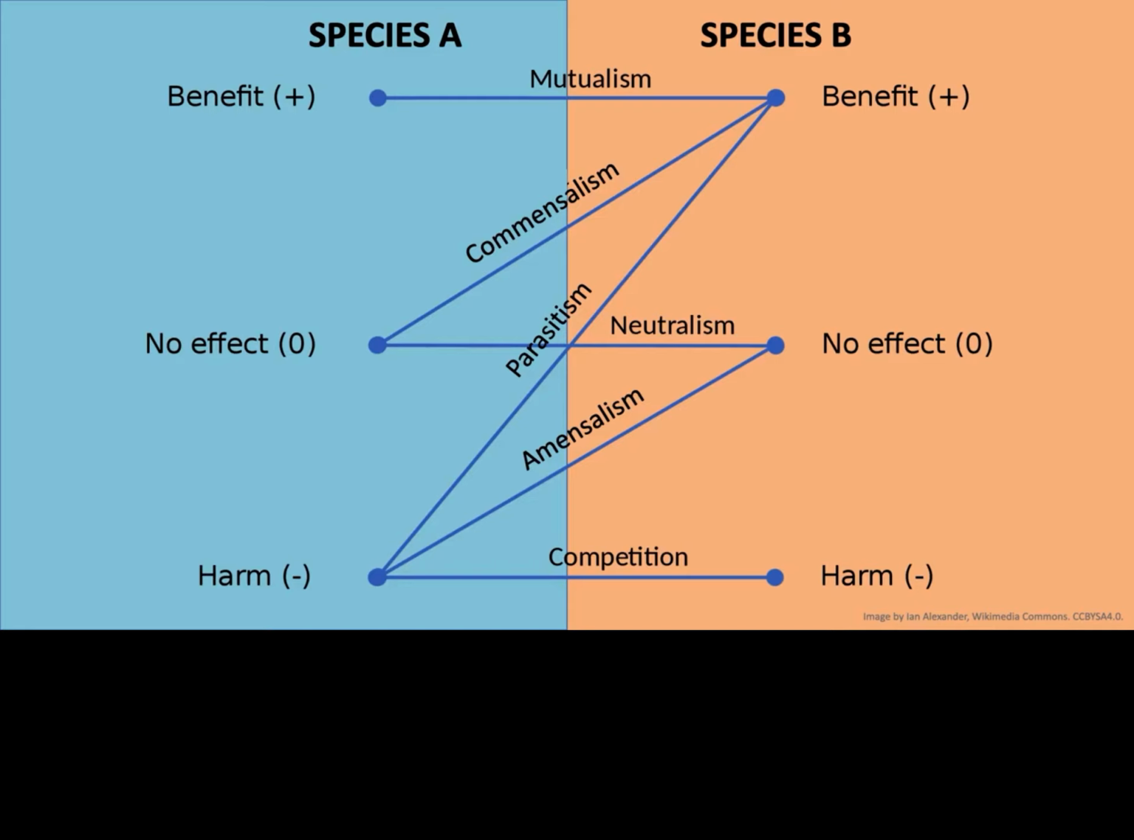Amensalism is when one species inflicts harm on another species without any benefit or harm to itself. An example of this would be a taller and wider tree capturing sunlight and shading out a smaller tree. And the final species relationship is competition, which causes harm to both species A and species B because both species are exerting extra energy and effort to outcompete the other.